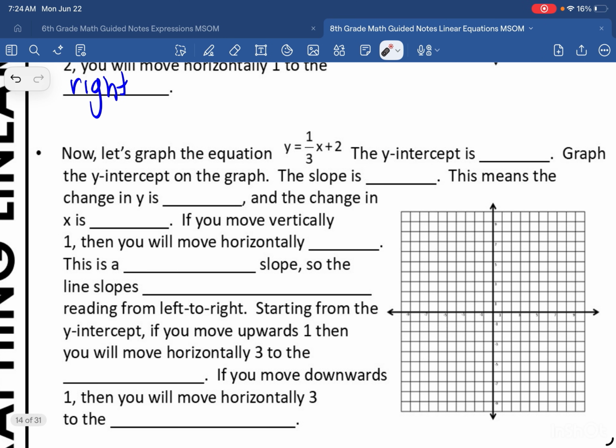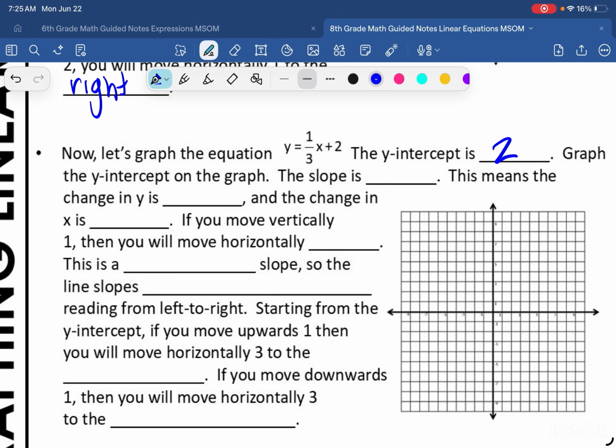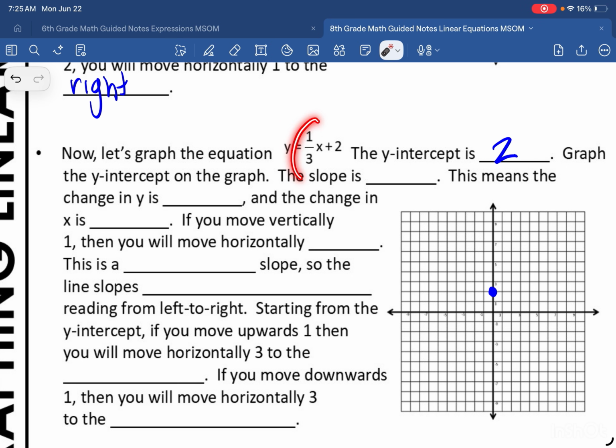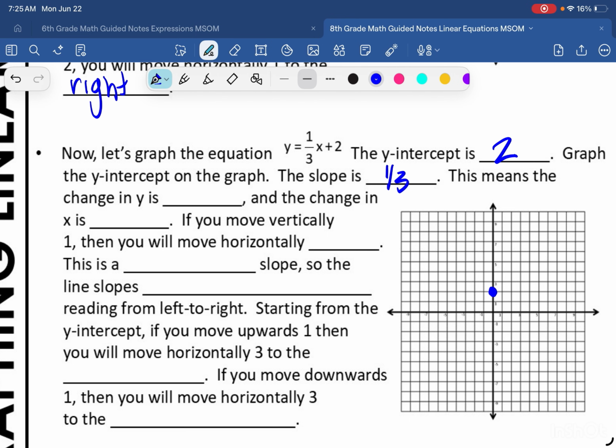Now let's graph the equation y equals 1/3 x plus 2. The y-intercept is this number right there, so that is 2. Graph the y-intercept on the graph, so there's my y-intercept. The slope is right here, 1/3. This means the change in y is 1 and the change in x is 3. So if you move vertically 1, then you will move horizontally 3.